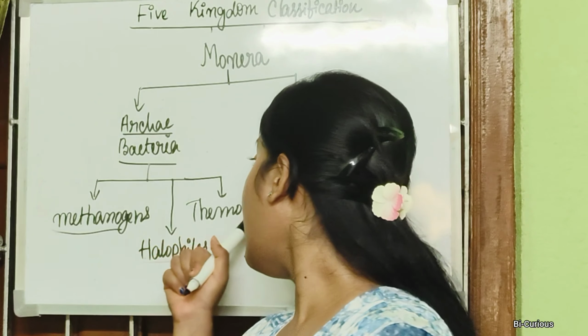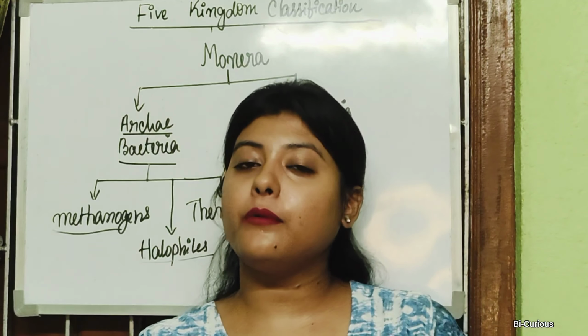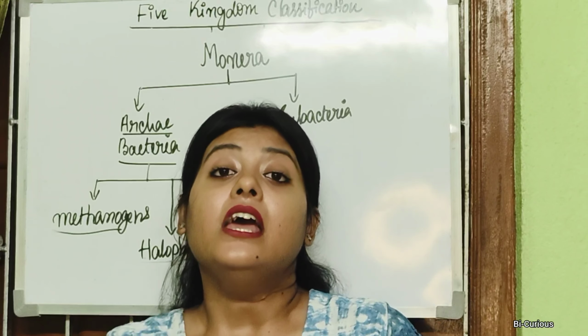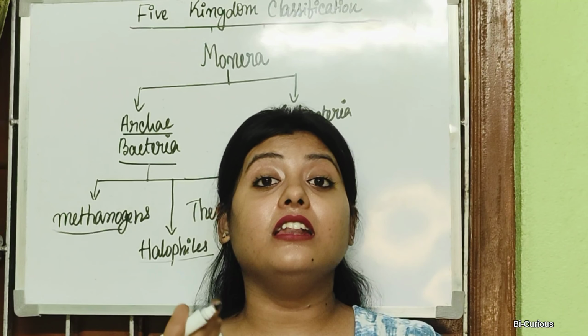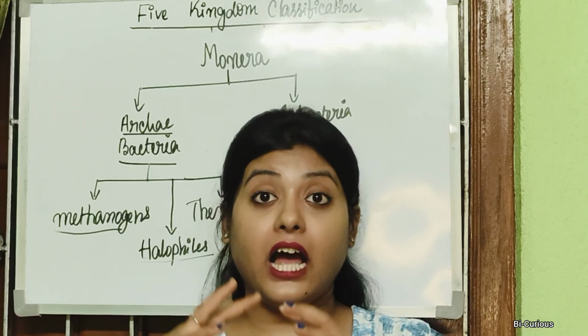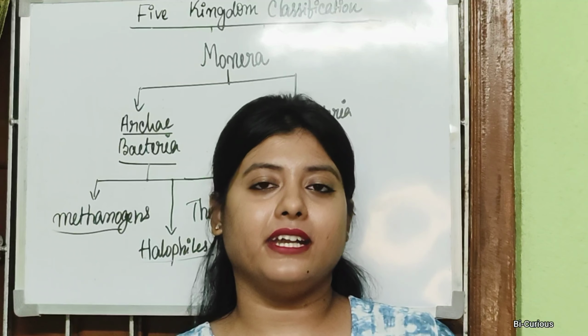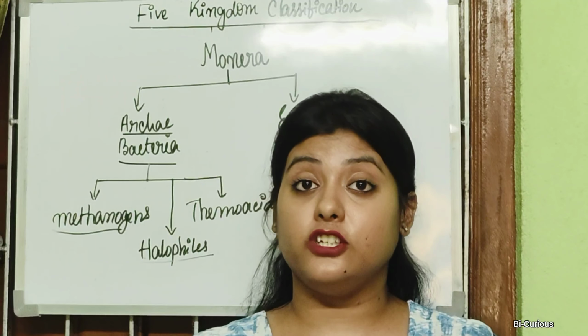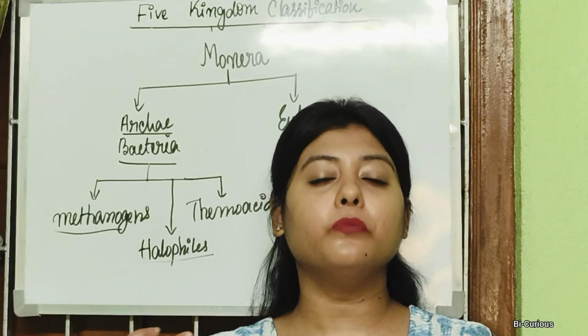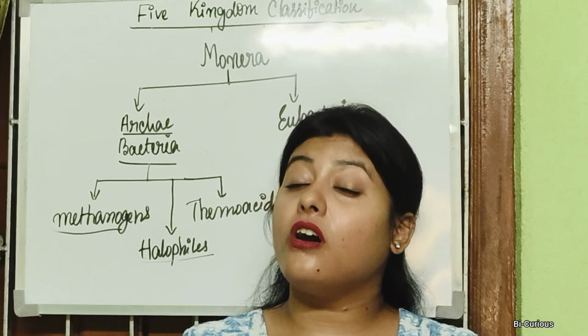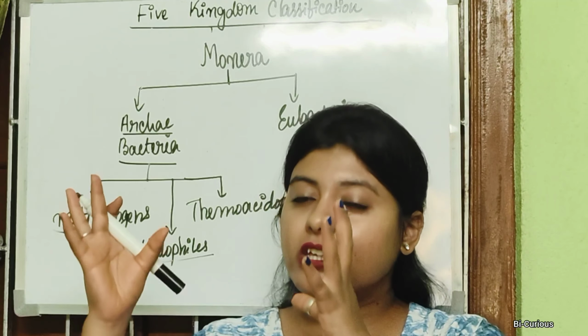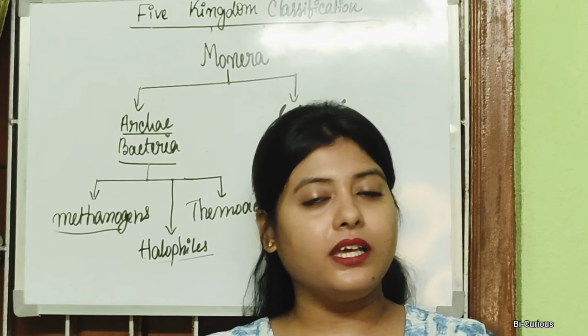Next one is the thermoacidophiles. From the name thermoacidophiles we can understand it is the bacteria which loves high temperature as well as low pH. That bacteria is called thermoacidophiles, and this kind of bacteria is mostly found in hot springs. So this is all about the Archaebacteria.